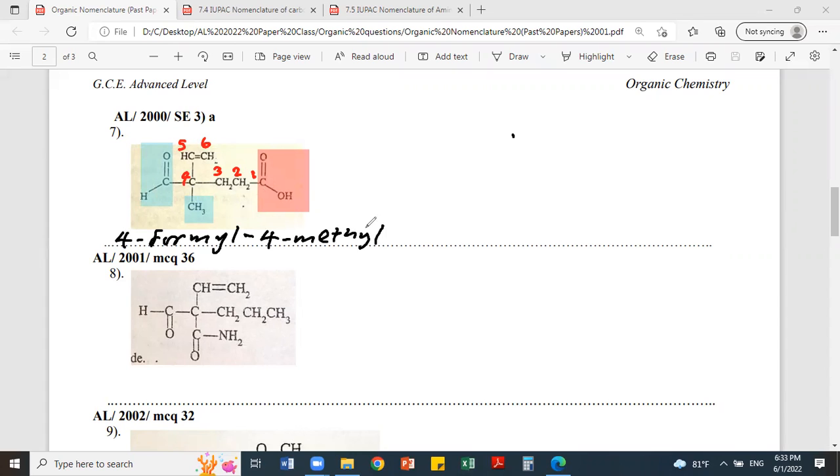After that, hex-5-enoic acid. 5-enoic acid. Right. Can you try the next one alone?